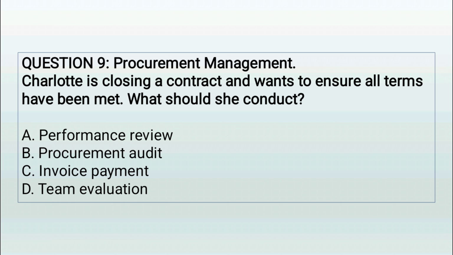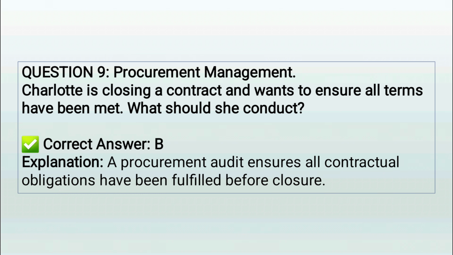Question 9. Charlotte is closing a contract and wants to ensure all terms have been met. What should she conduct? A. Performance review. B. Procurement audit. C. Invoice payment. D. Team evaluation. Correct answer: B. Explanation. A procurement audit ensures all contractual obligations have been fulfilled before closure.